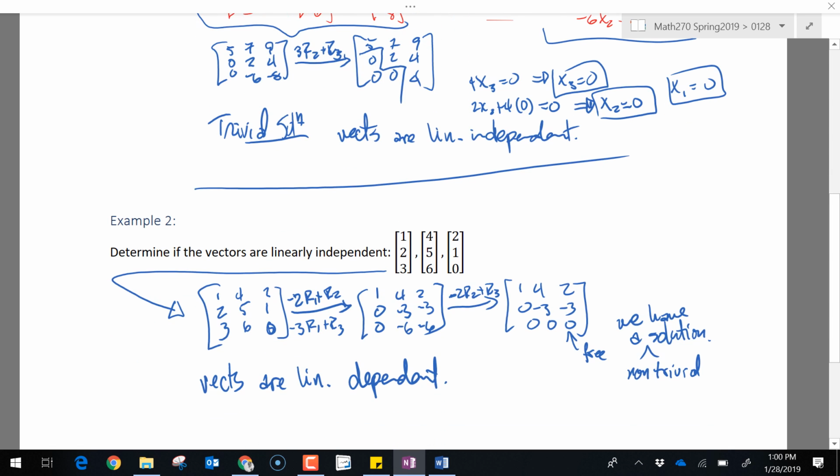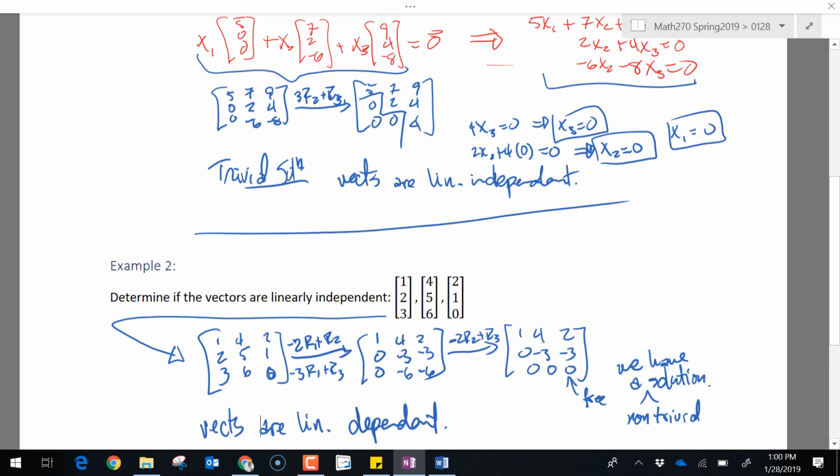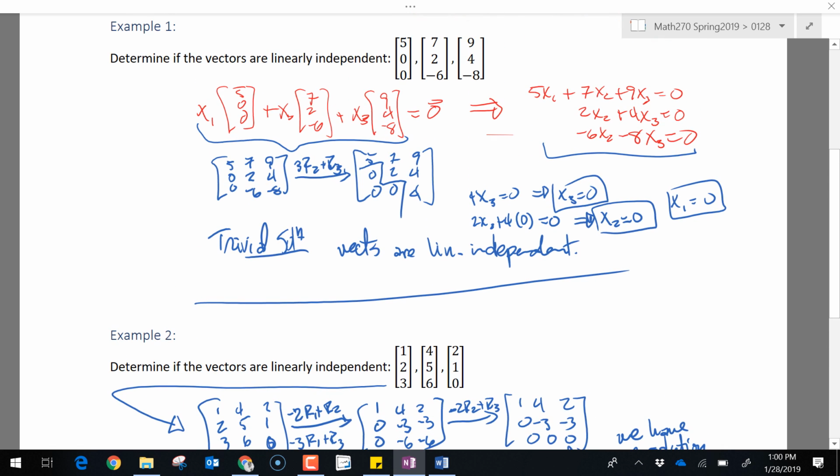So let's see if we can get a visual of what this means. If we're still in 3 dimensions, which means we can still picture this. So let's take a look at the first 3 vectors and see what they mean by linearly independent. What does it mean for the vectors to be linearly independent?